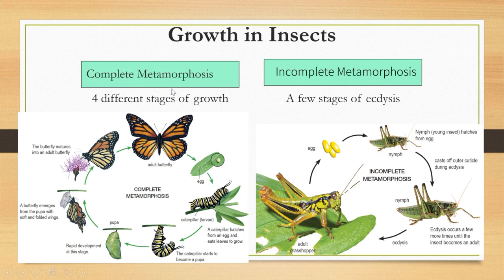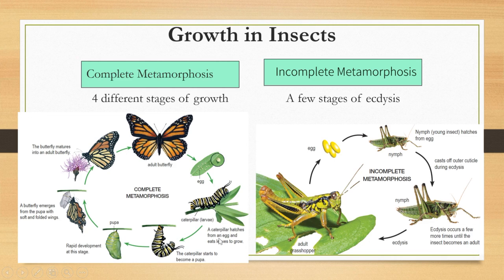Let's take a look at the first one, complete metamorphosis. In complete metamorphosis there are four different stages of growth. Take a look at this first. The first stage is the egg stage. When the egg hatches, it turns into the larva, which refers to the caterpillar. That is the second stage.